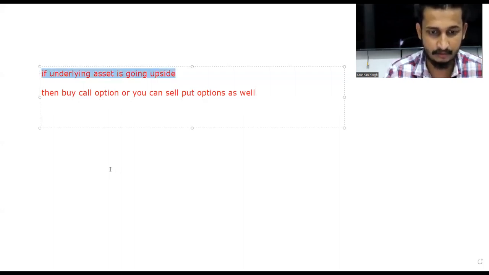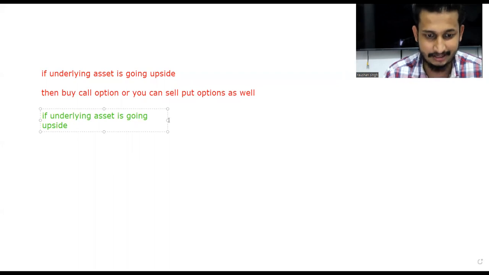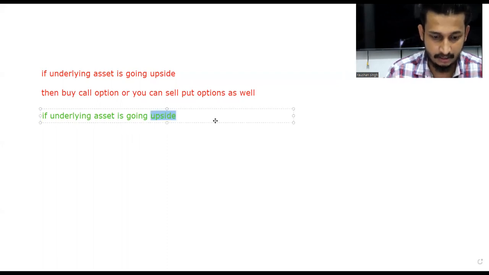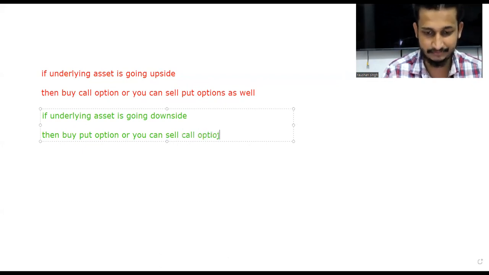If the underlying asset is going downside, then buy put options, or you can sell call options as well.